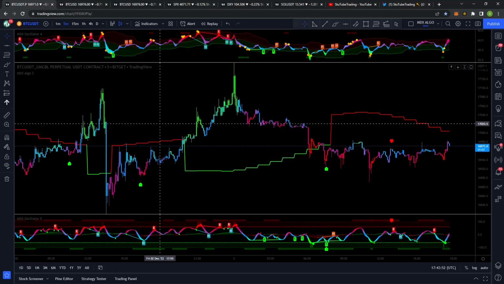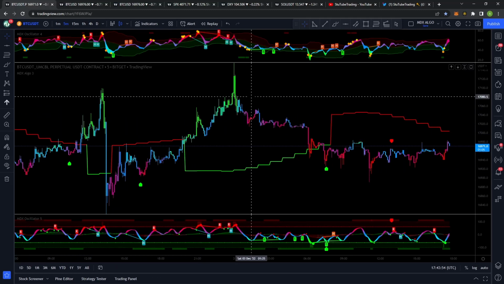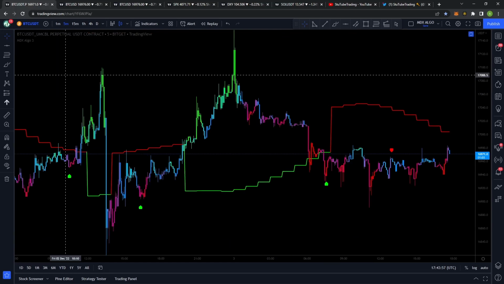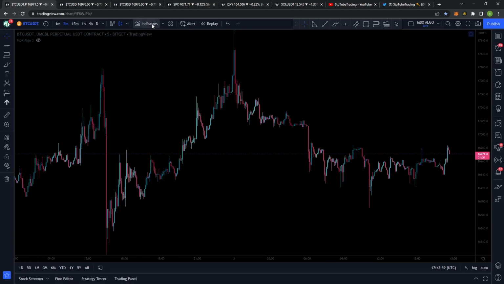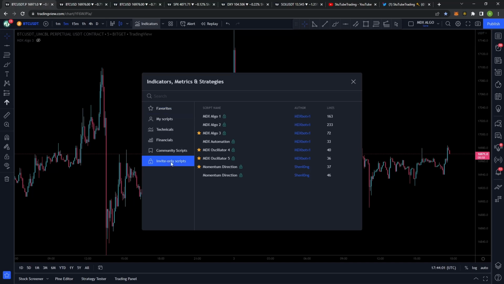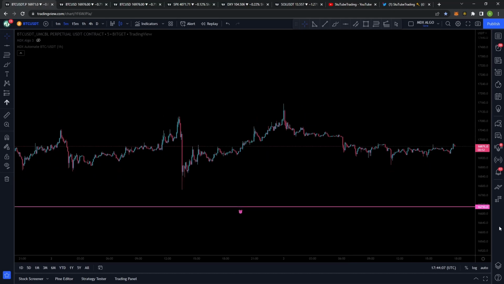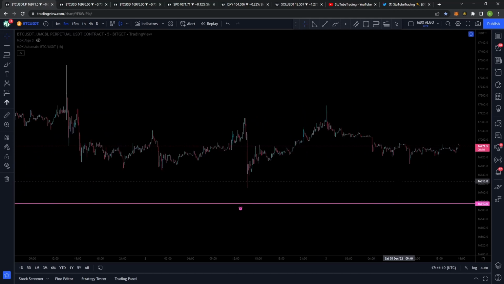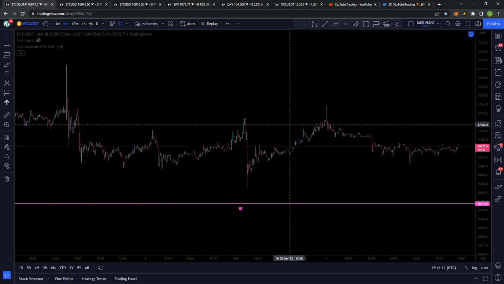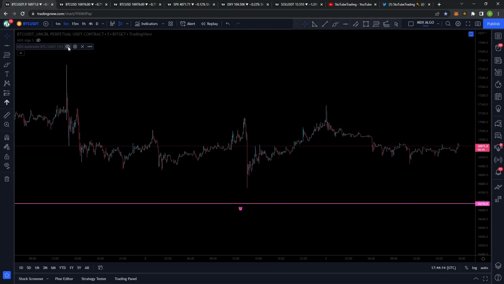How has the MDX Automate performed during the sideways price action? Honestly, I haven't even been watching that. Let's bring it up here. Invite only, automation. Yeah, we've had sideways price action for a little bit. I am curious about that. That Automate is something that I haven't really watched.